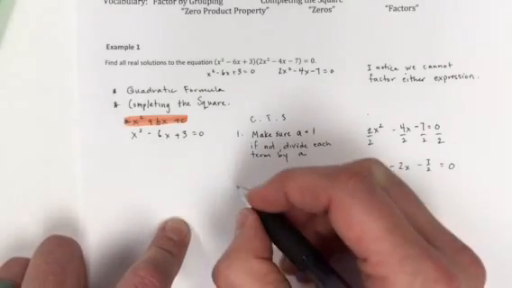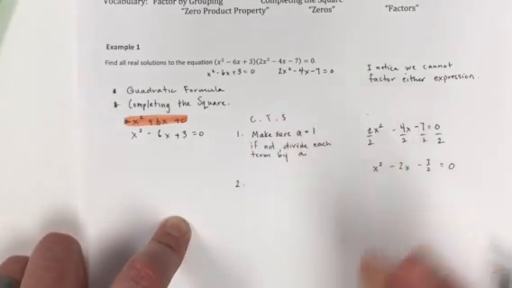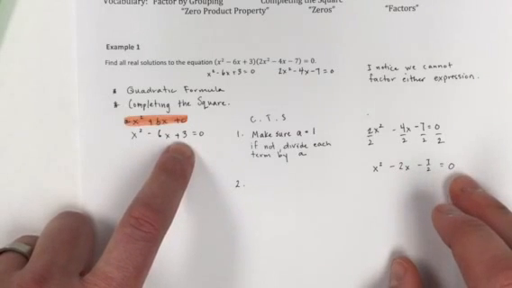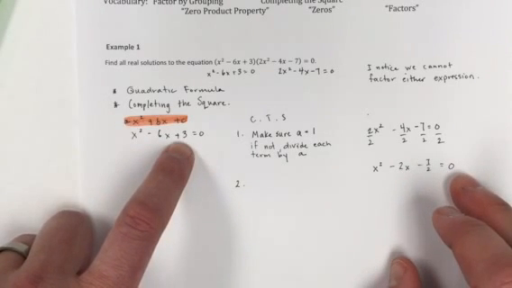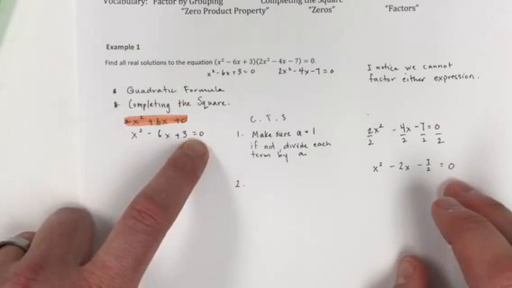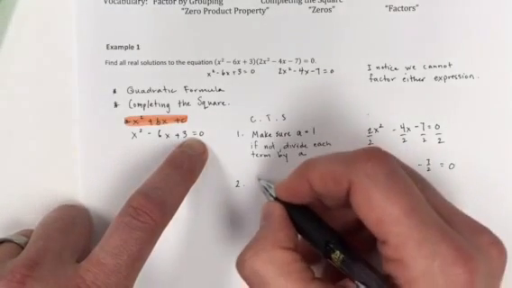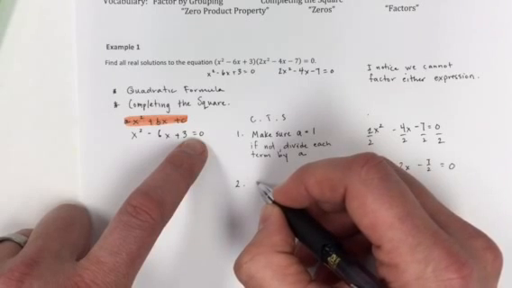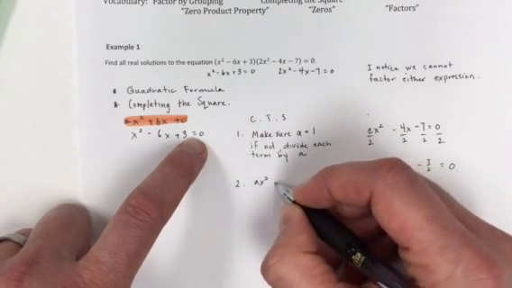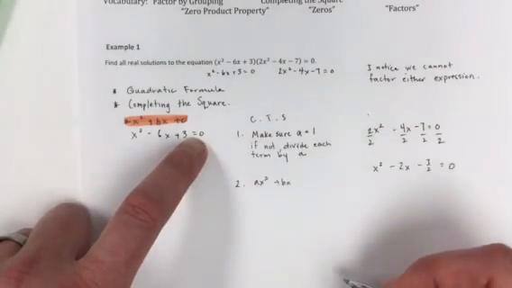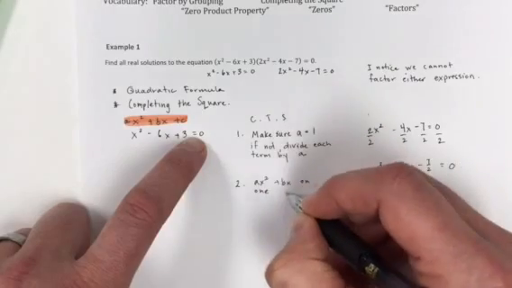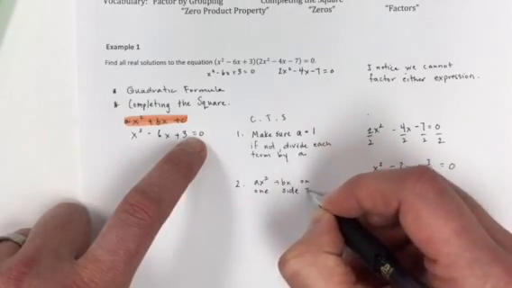Our next step is we have to get rid of the constant. So using inverse operations, we really want to move the constant to the other side of the equal sign. Ultimately, I want ax squared plus bx by itself on one side of the equal sign.